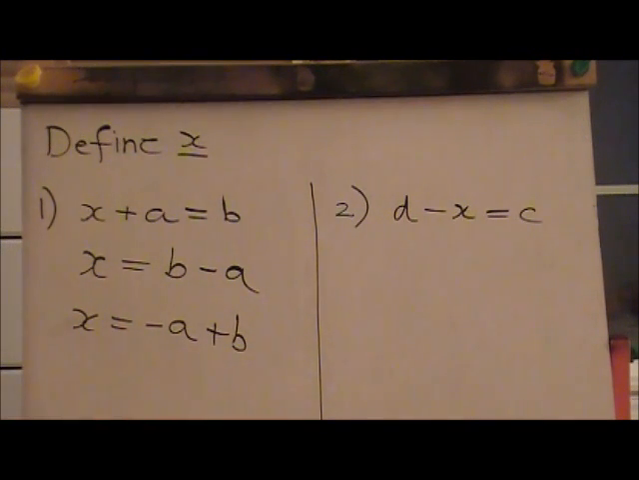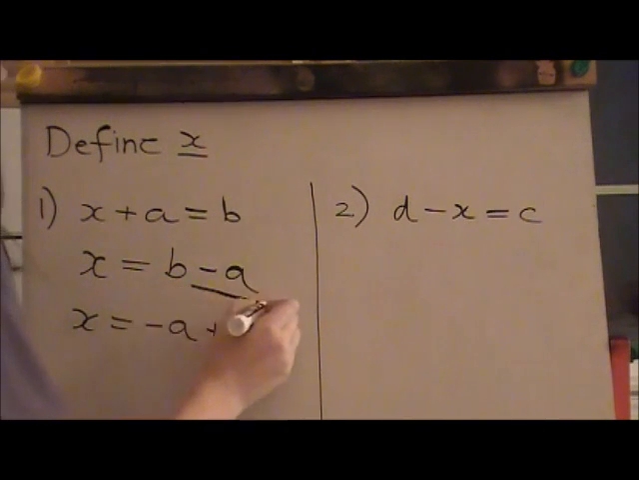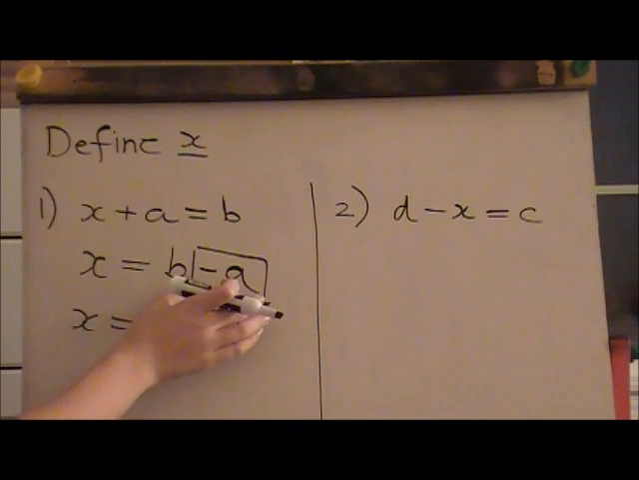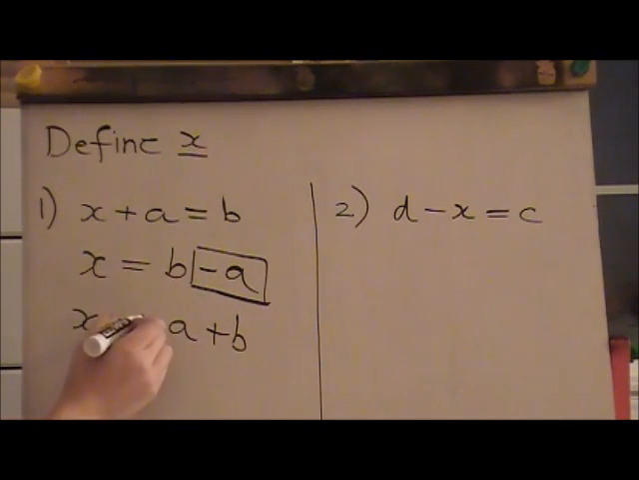Just a little side note, make sure when you're rearranging letters, you don't forget to shift the signs along with them. For example, if you wrote x is equal to a plus b, that would be wrong because you're forgetting about this minus sign. So make sure when you're shifting a, you write its negative sign.